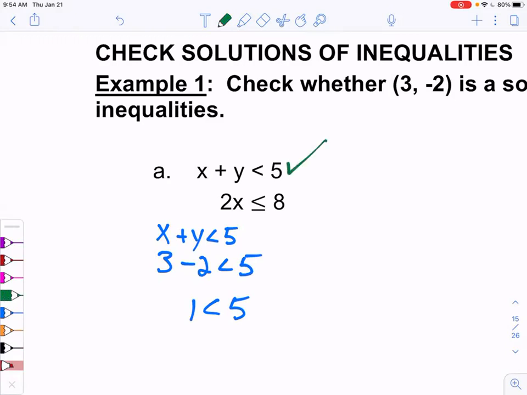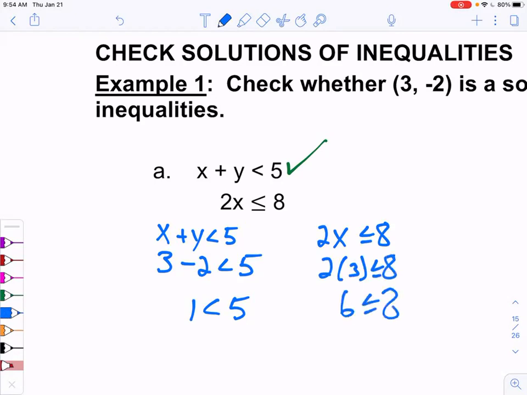Now we've got to see, is the second one true? So Michael, what am I going to plug in for the second one? So we plug in 3. And then is 6 less than or equal to 8? Yeah, so that checks off. So is this a solution to the system? You'd say yes. It's 3, -2. So we're just checking that one point.